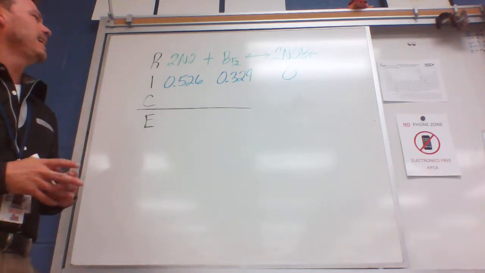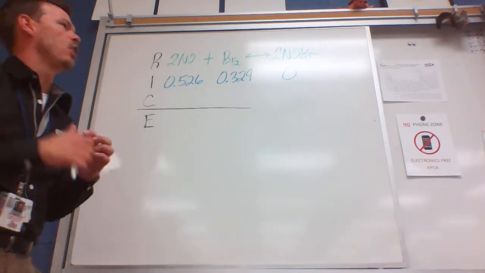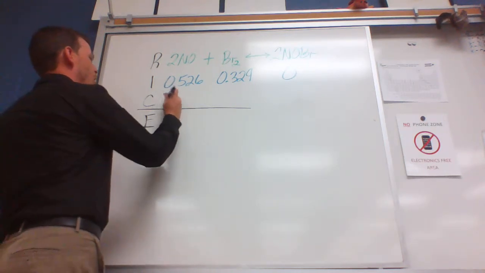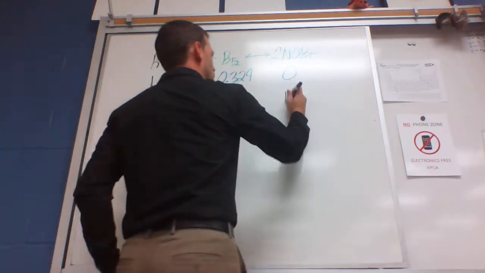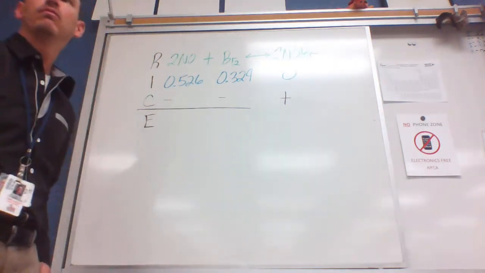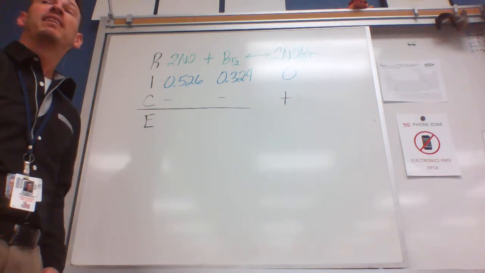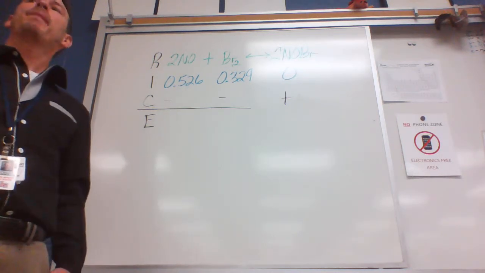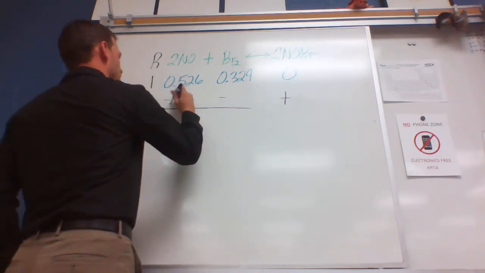All right, C is going to be my change. I know that my change for my reactants will always be negative, while my change for my product's going to be positive. Going to assign X's while paying attention to coefficients.